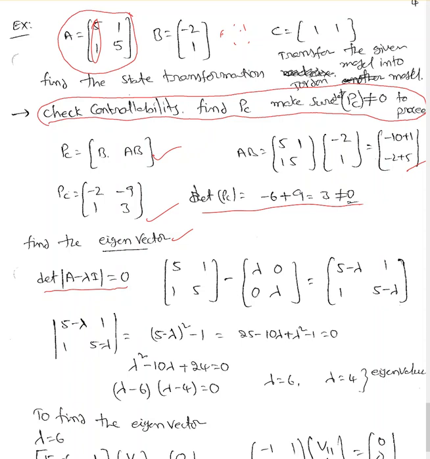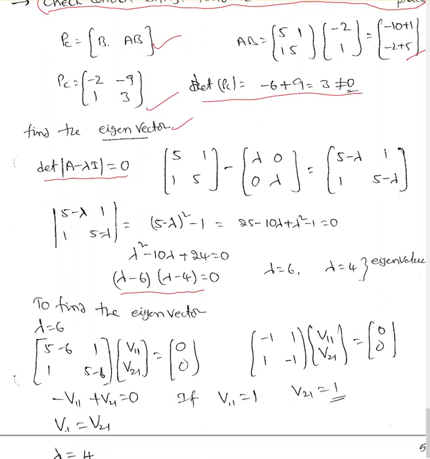Okay, so to find the eigenvectors, I'm going to find determinant of A minus lambda I, make it equal to 0. I end up with lambda equal to 6 and lambda equal to 4. These are called eigenvalues. Now I'm going to find eigenvectors. To find the eigenvectors, first I'm going to substitute lambda equal to 6 in A minus lambda I. When you substitute that, you will end up with same equations. So I end up with both of them same equation.